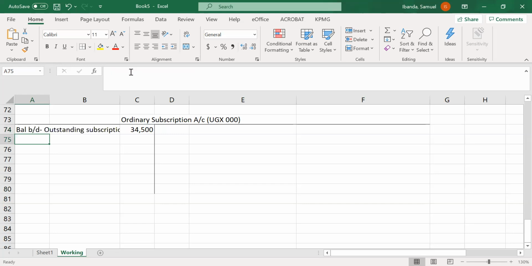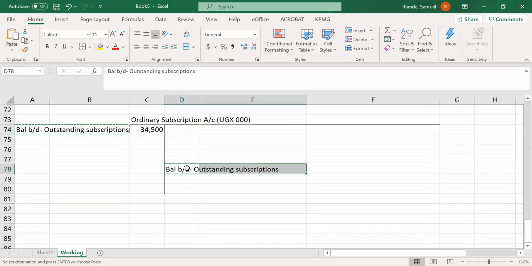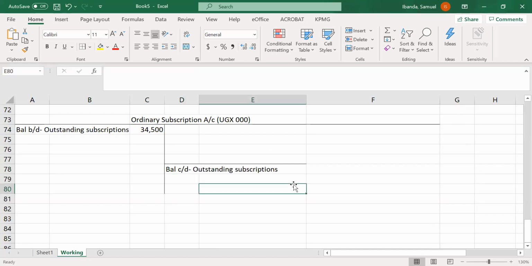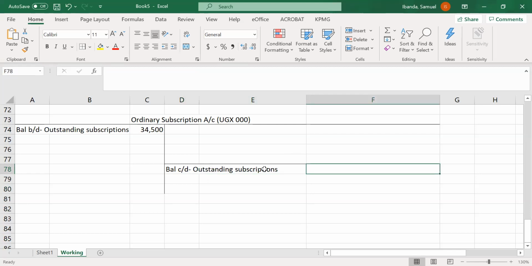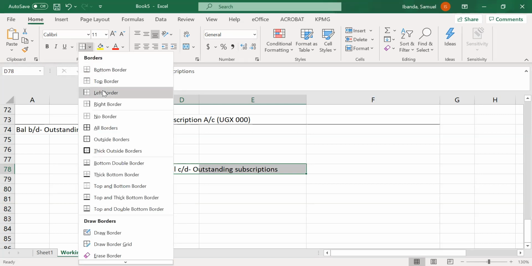This is my balance brought down. So as I put my balance brought down here, my balance carried down is supposed to be recorded on this other side. So balance carried down for outstanding subscription is supposed to be recorded on this other side.